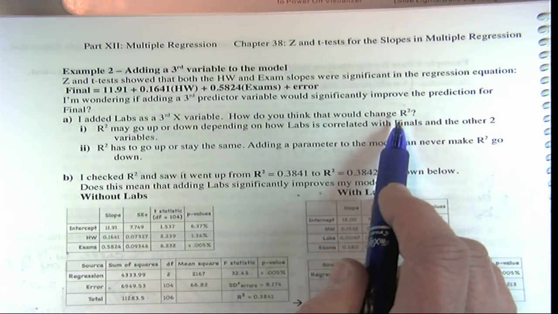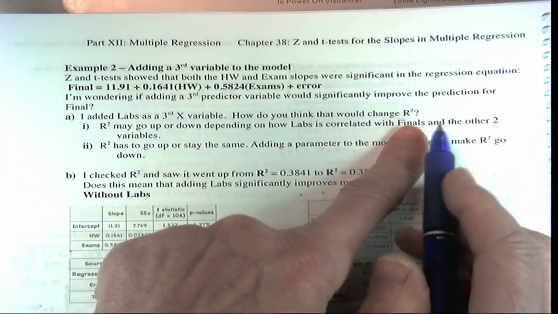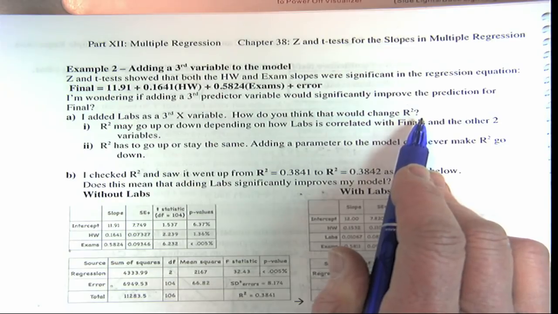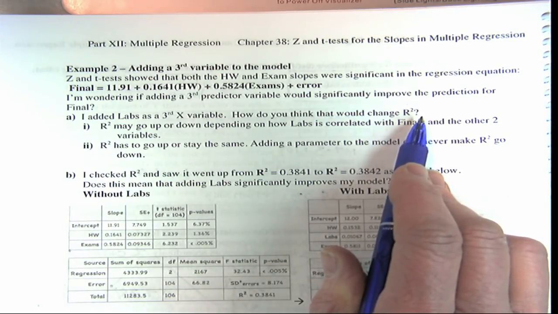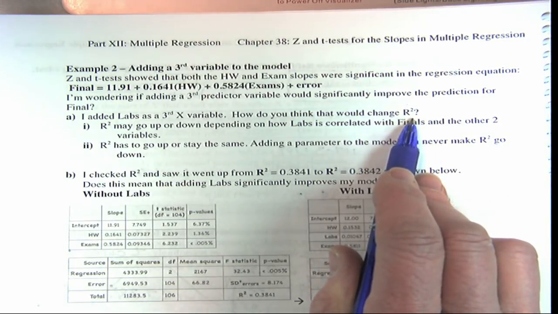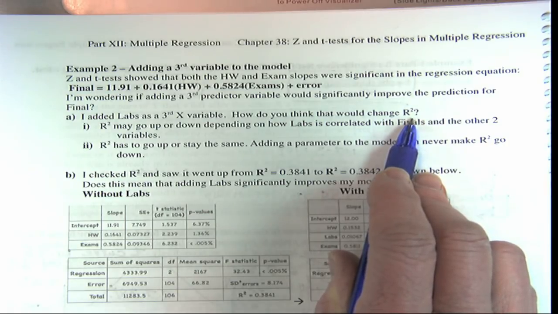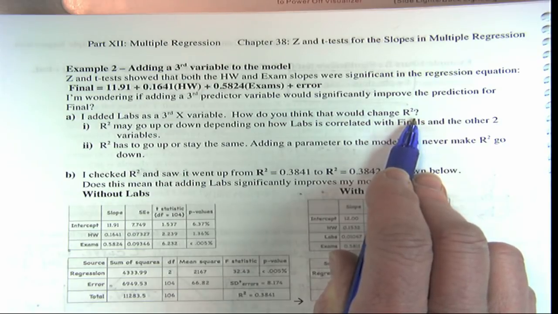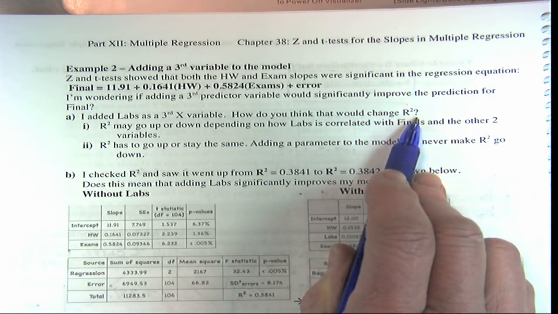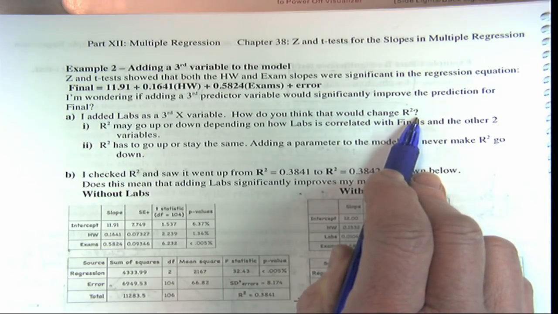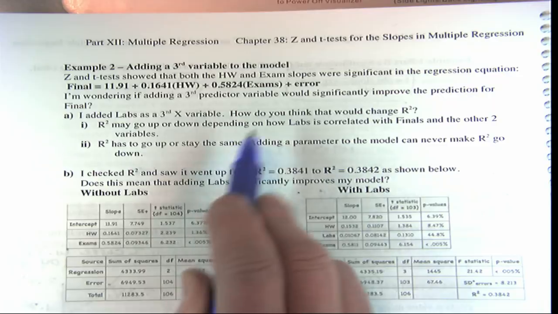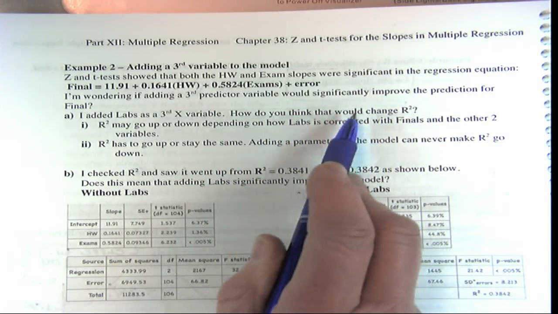And now, using common sense, how do you think it would change r squared? Remember what r squared is. It's a measure of how close our predictions come to the actual finals. The better r squared is, the better our model, right? So if you add a variable, don't you add more information? You either add no information if it's completely uncorrelated with finals, like if I added your weight or something, how's that going to predict your final? But if I add something that has to do with the course, like labs, it probably is going to make a better prediction, right? More information. Well, r squared either has to go up or stay the same, even if it's negatively correlated.